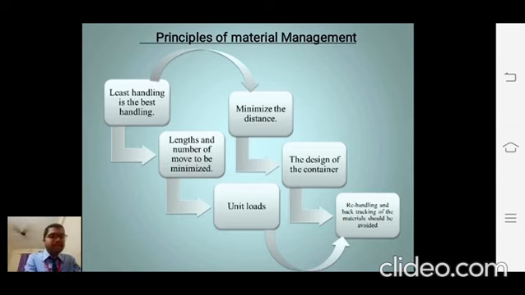And the last one is that rehandling and unchecking of the material should be avoided. The first point we saw is that the least handling is the best handling. So in the last point there is the same concept: we should avoid rehandling.